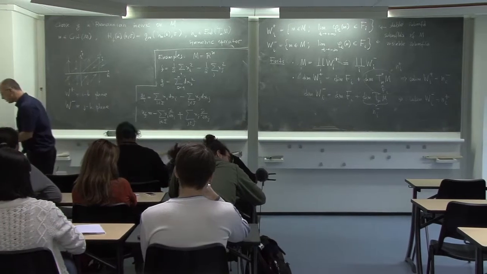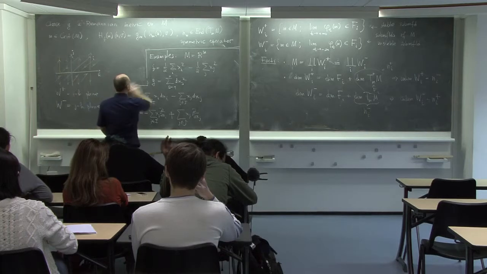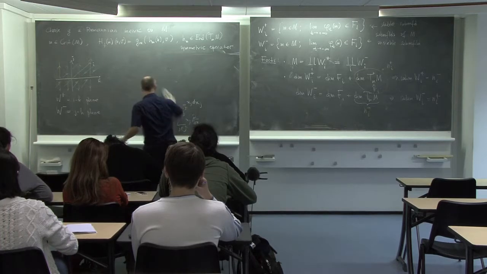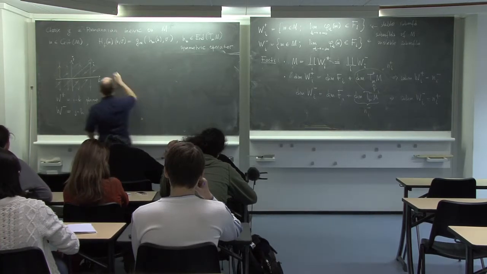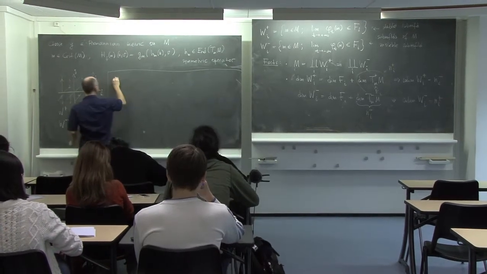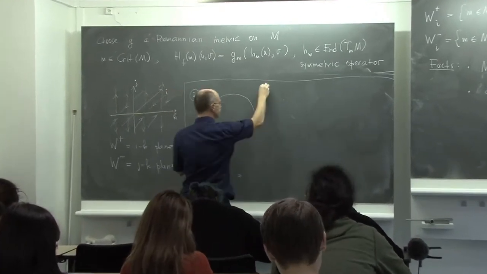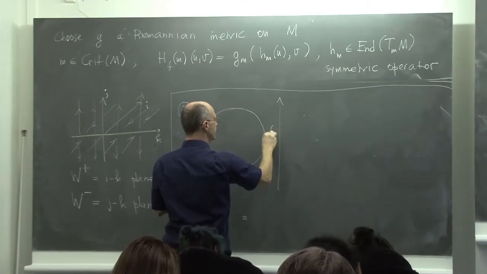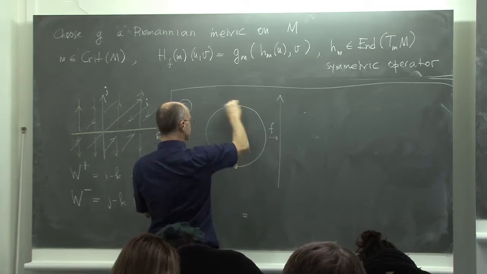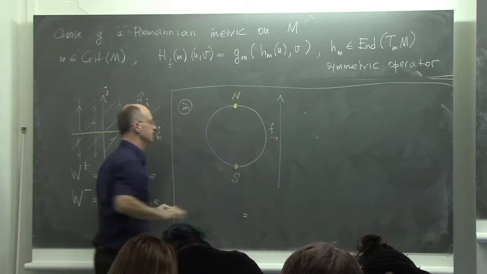So let's finish this hour by looking at at least one more example. What about a compact manifold example? Let's say I have this round sphere, that's my function. I said there were two critical points, the south pole and the north pole.